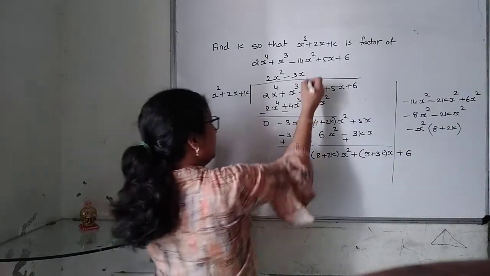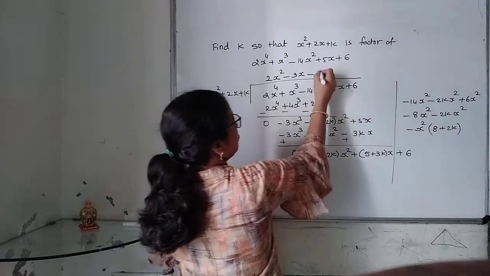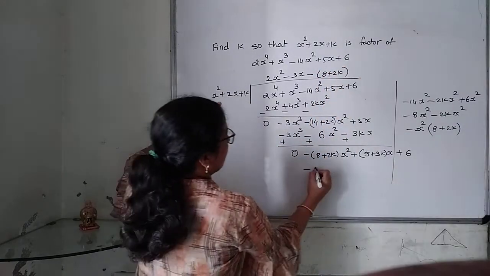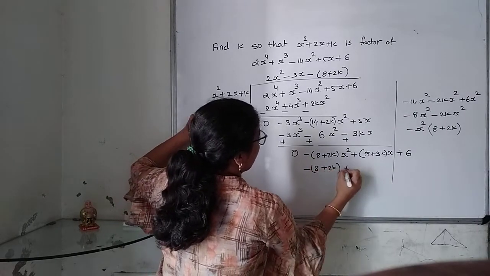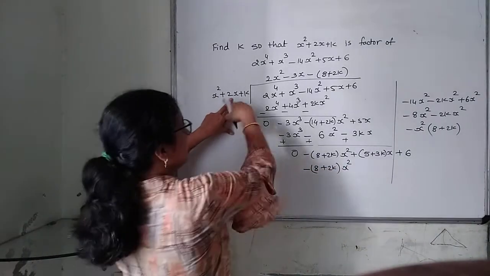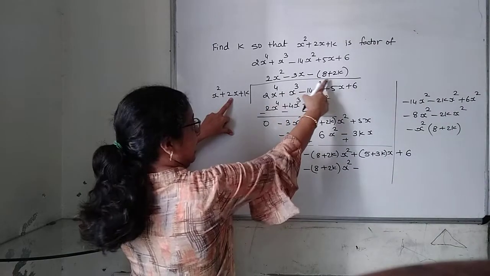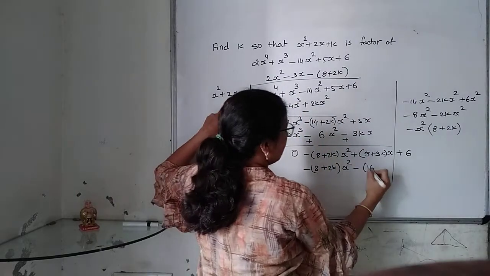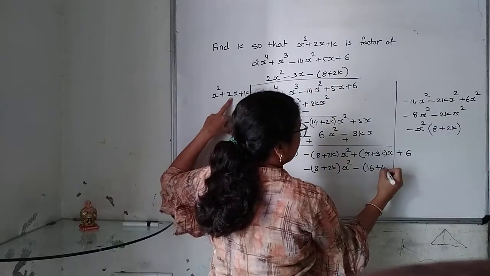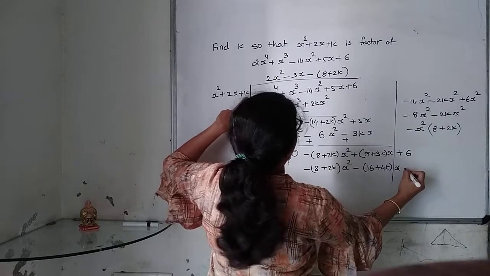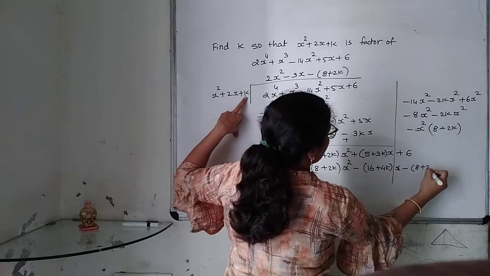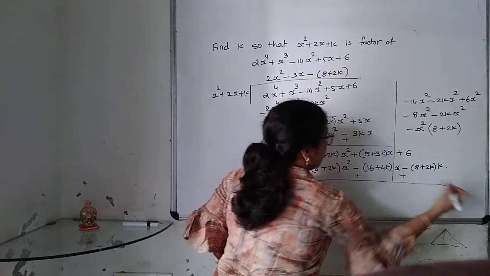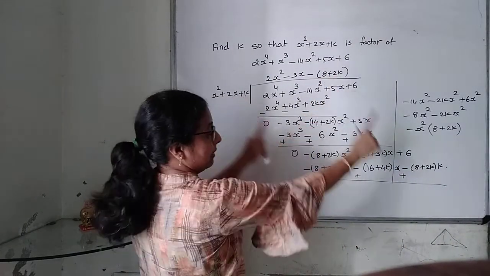So we have to multiply minus (8 plus 2k) here. Therefore minus (8 plus 2k)x square, then 8 2s are 16 plus 4k into x, and minus (8 plus 2k) into k. You have to change the sign, so carefully multiply this bracket.